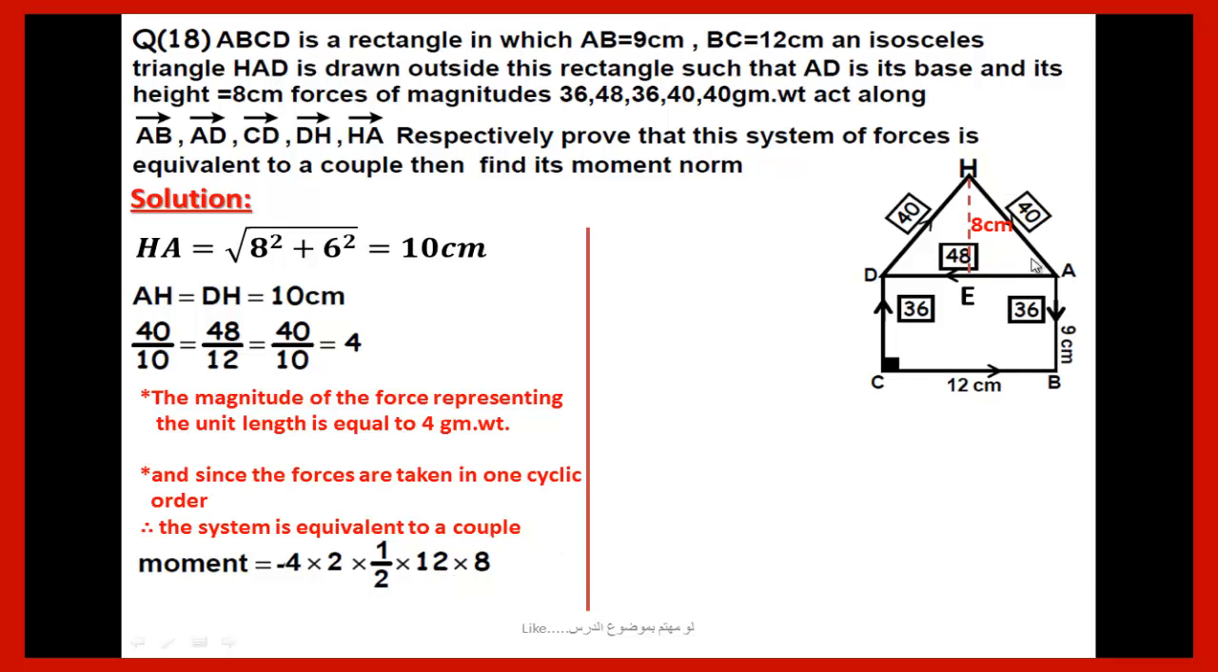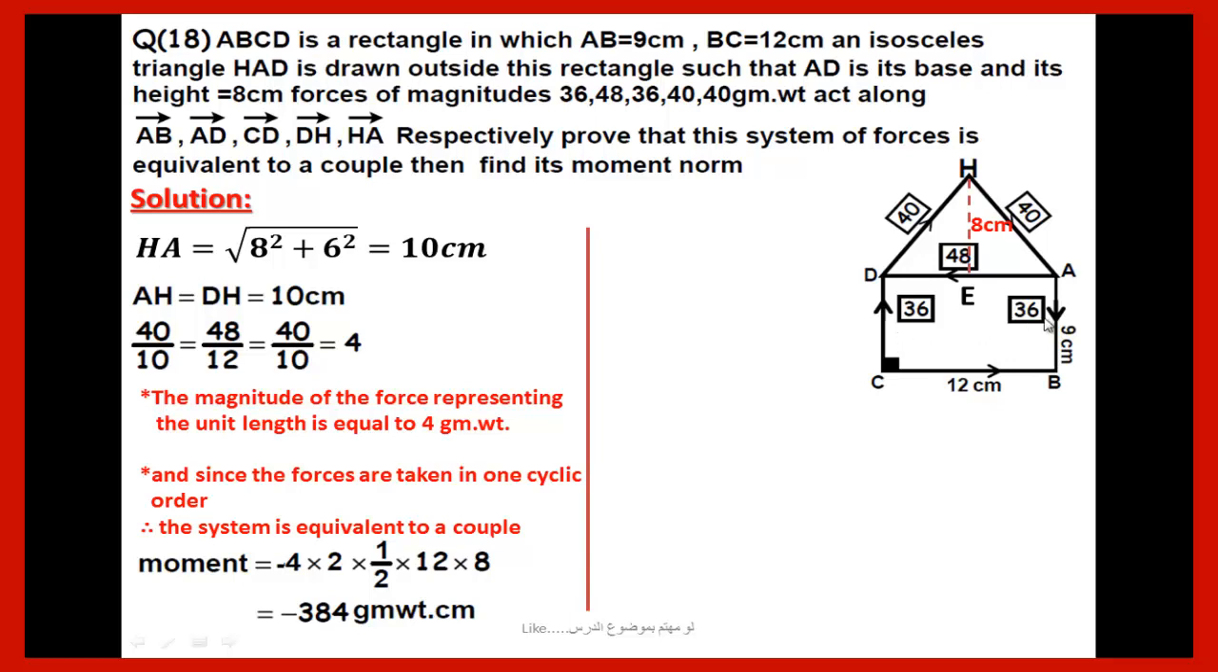What is the area of the triangle? It is half multiply base 12 multiply height 8. So the norm of the moment equals negative 4 multiply 2 multiply half multiply 12 multiply 8, which equals negative 384 gram weight centimeters.